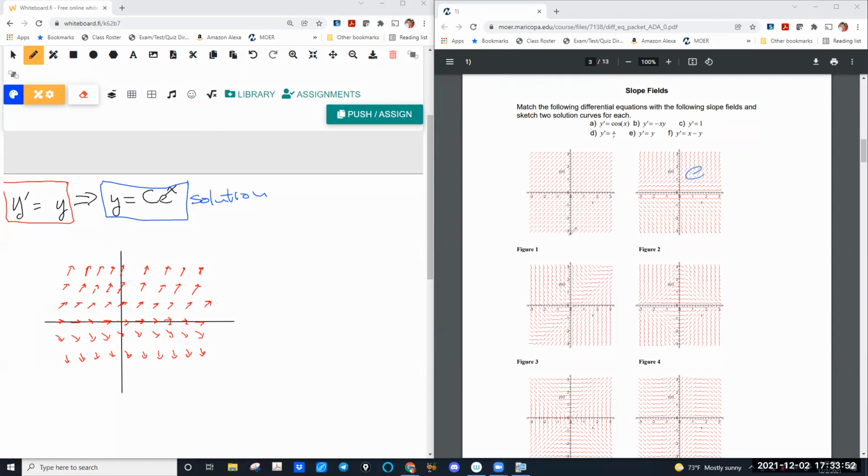Okay, so let's talk about figure 1. Which differential equation do you think creates this slope field? I like it. And you know, this one I think makes a lot of sense, right? Y prime equals 1. That's telling us our derivative is a constant, and we see it reflected in the slope. Every single thing on there has a slope of 1. Okay.